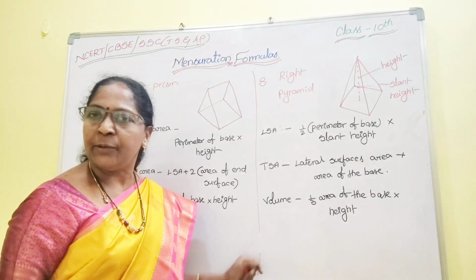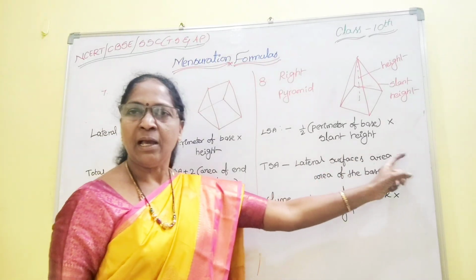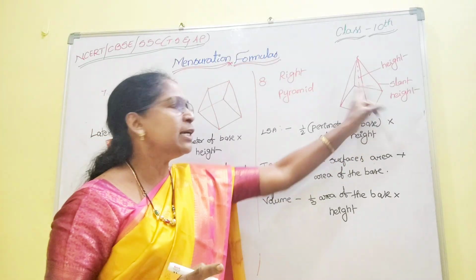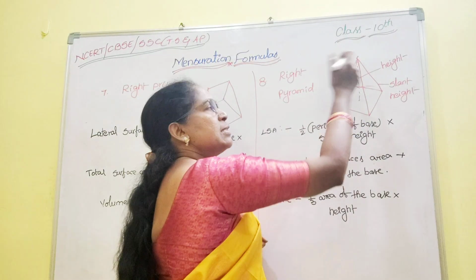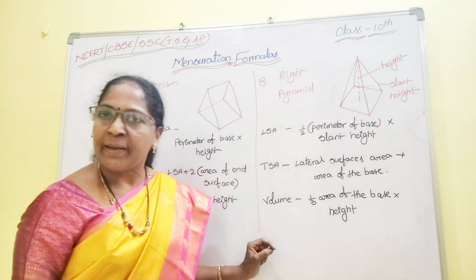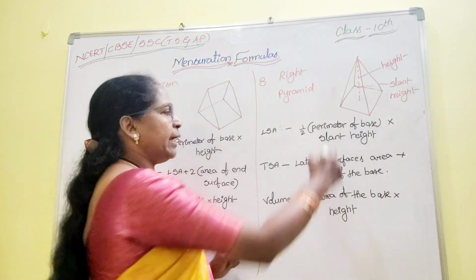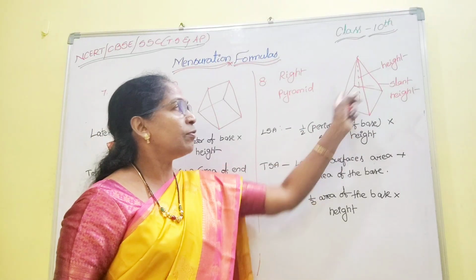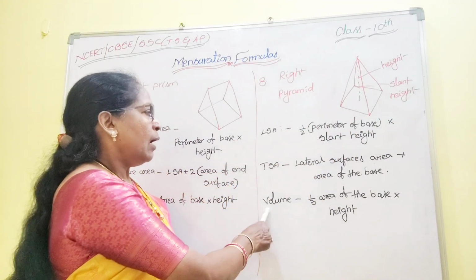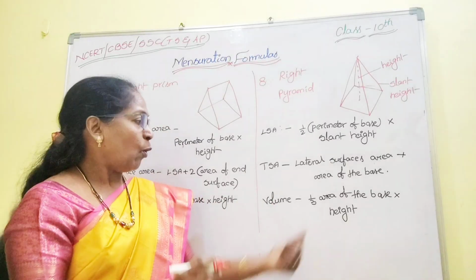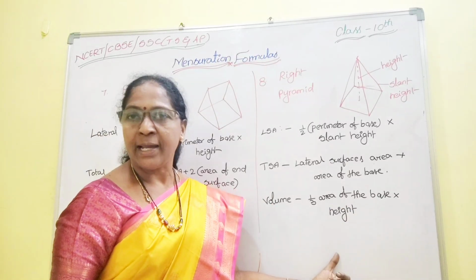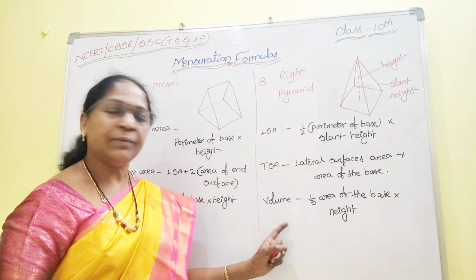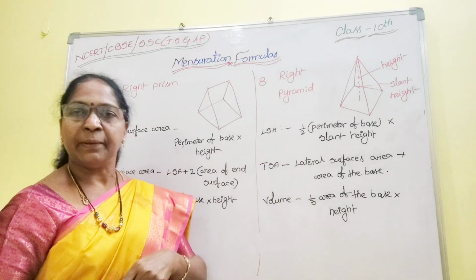Next, TSA, total surface area equals lateral surface area plus area of the base. Why? Because here the base is only one shape, no other face. See here, the base is in square shape, so that area you should also add. So it is the lateral surface area plus the area of the base. And here volume equals 1/3 area of the base into height. 1/3 area of this one base multiplied by height. This is the volume of the pyramid.